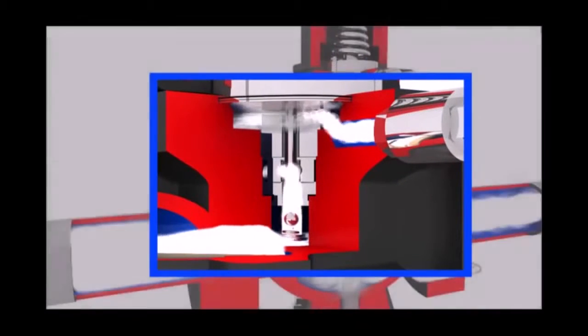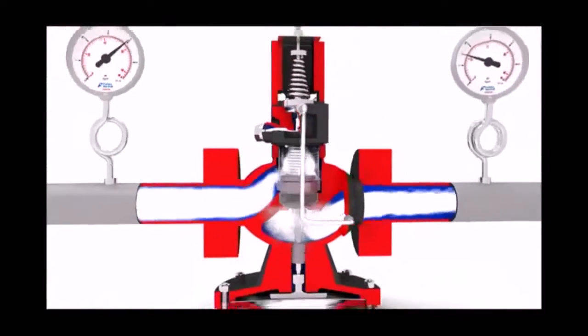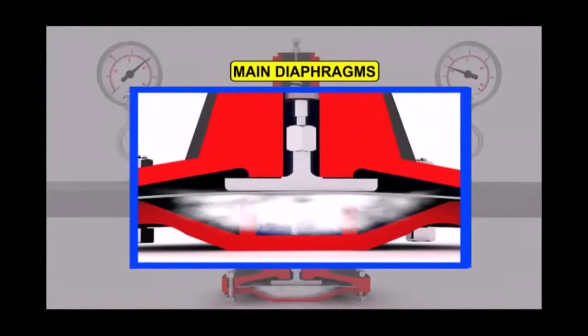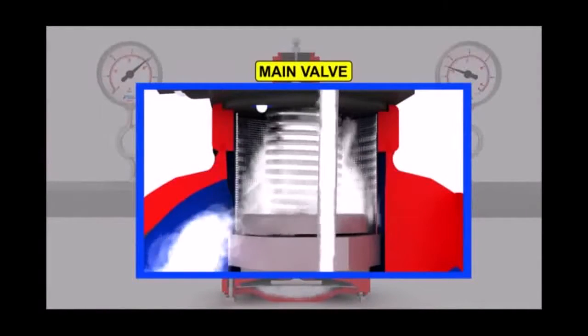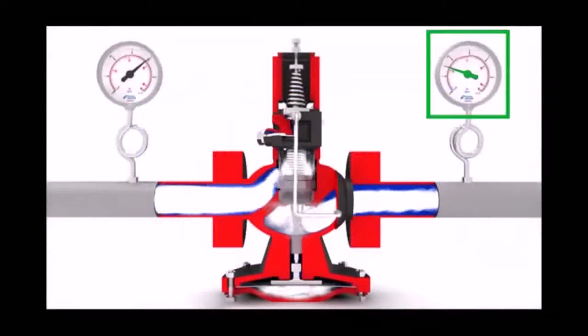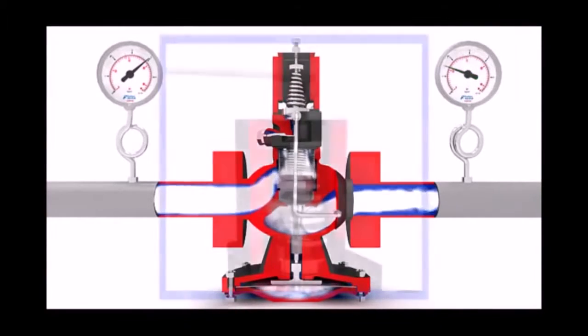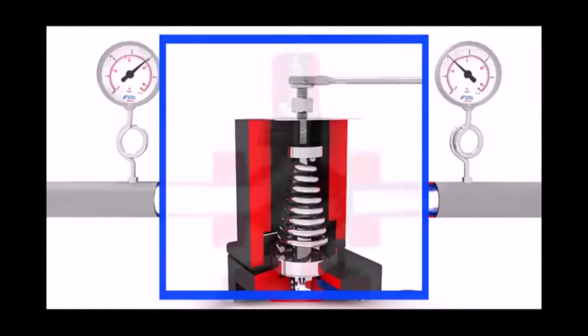throttles. Steam passing through throttled pilot valve maintains controlled steam pressure under the main diaphragm and positions the main valve to pass just enough steam to achieve the desired downstream pressure. To achieve the desired downstream pressure, tighten the pressure adjustment bolt gradually.